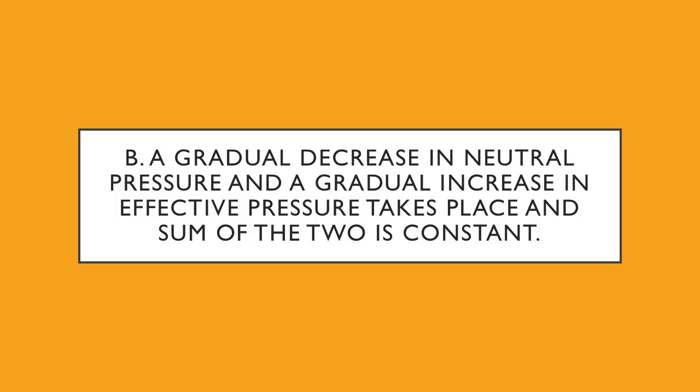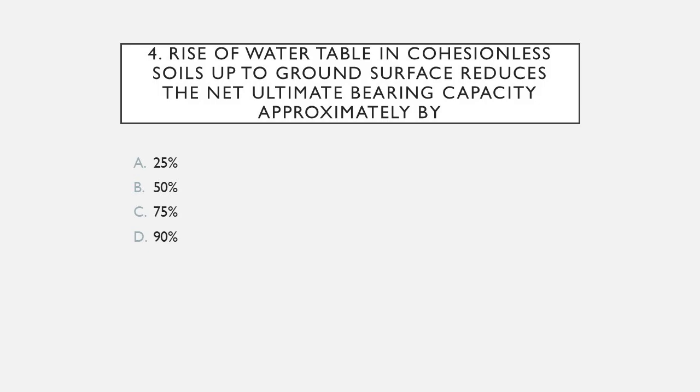B. A gradual decrease in neutral pressure and a gradual increase in effective pressure takes place and sum of the two is constant. 4. Rise of water table in cohesionless soils up to ground surface reduces the net ultimate bearing capacity approximately by: A. 25%, B. 50%, C. 75%, D. 90%.